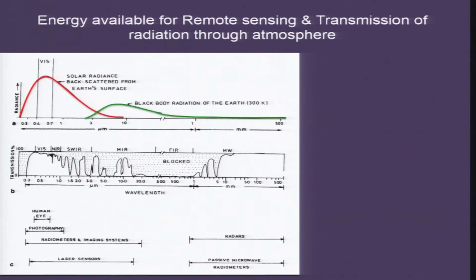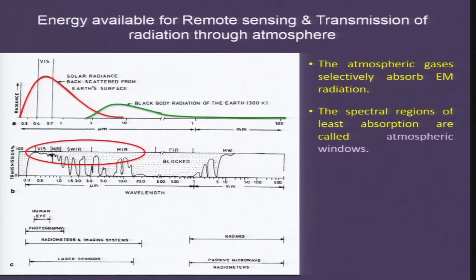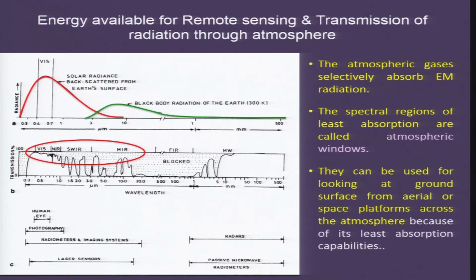Now these are the two zones we have, like solar radiation. The atmospheric gases selectively absorb electromagnetic radiation. The spectral regions of least absorption are termed atmospheric windows. Now this window of least absorption is extremely important for us, so it can be used for looking at the ground surface from aerial or space platforms, across the atmosphere, because of its least absorption capability. So this atmospheric window, which has been shown here, is extremely important for us, and it covers the visible, near infrared, short wave infrared and middle wave infrared.